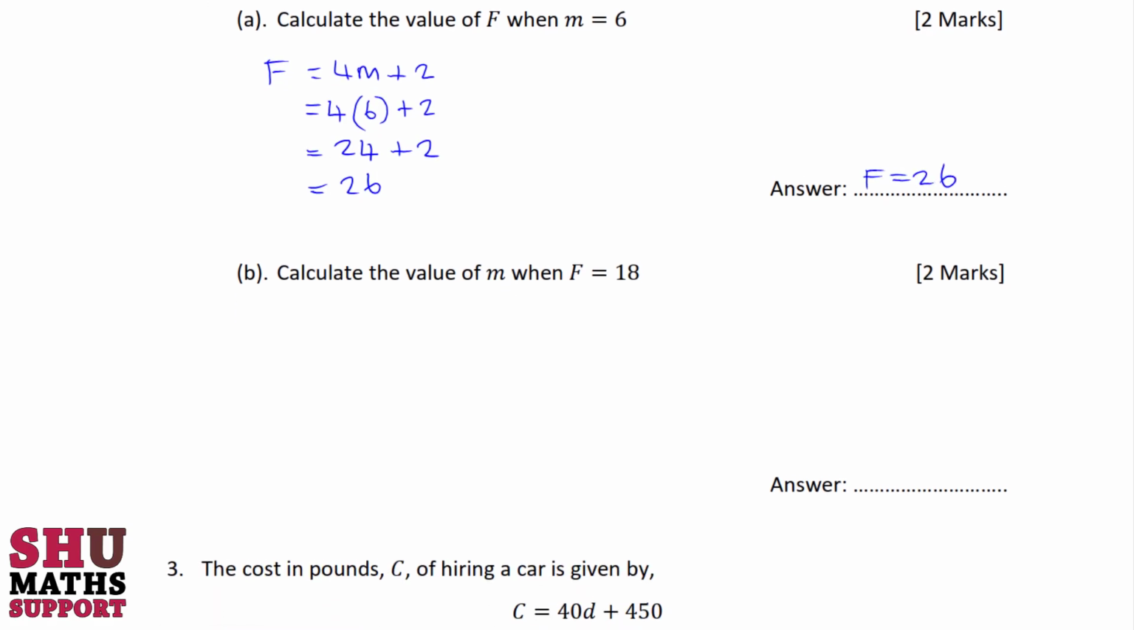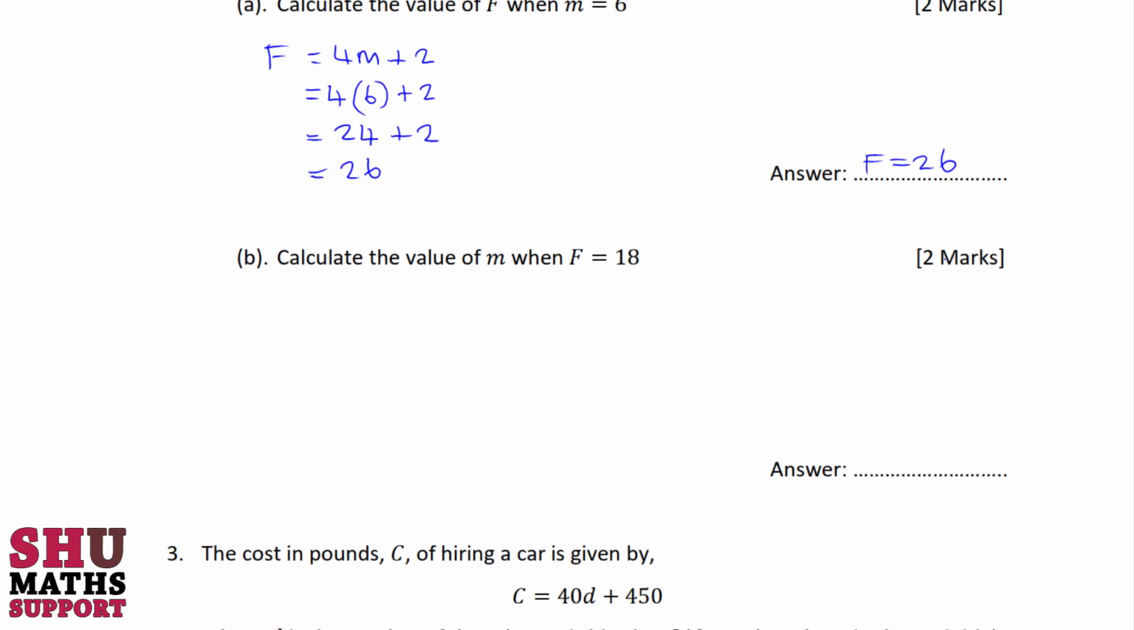Now part B asks us to calculate the value of m when f is equal to 18. So this time we're given the value of f, but we don't know the value of m. So the best thing to do next is probably to rearrange the equation for m so that m's the subject, and then we can substitute the value for f to then give us a value for m. So if we have f is equal to 4m plus 2, then we can subtract 2 from both sides, just so we have the variable term we want on its own, so we have the m term on its own.